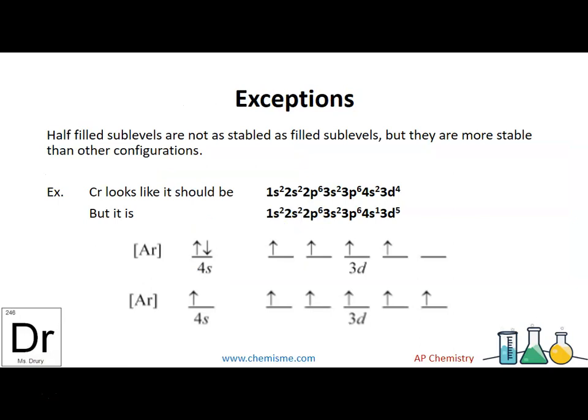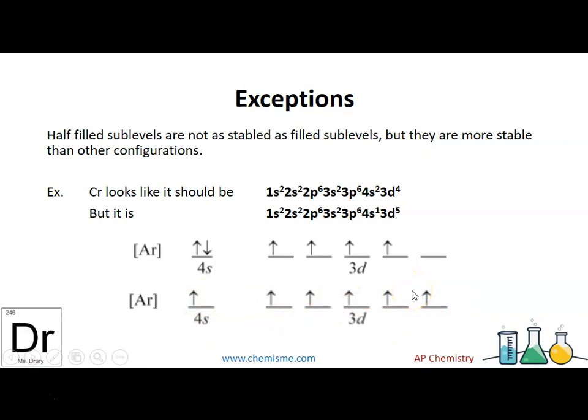We also have a few exceptions to the rules. So if you look at chromium, according to Aufbau, it would be given the configuration that ends in 4s2, 3d4, which if you look at the picture, would look like this: up, down, up, up, up, up. But in actuality, what happens is the d block, since it's more energetic, pulls from the s electrons to fill its d block. And that way, all 6 of these orbitals have 1 electron each.